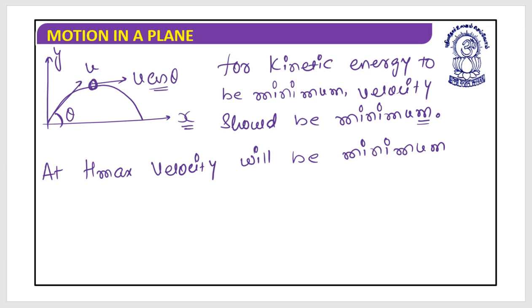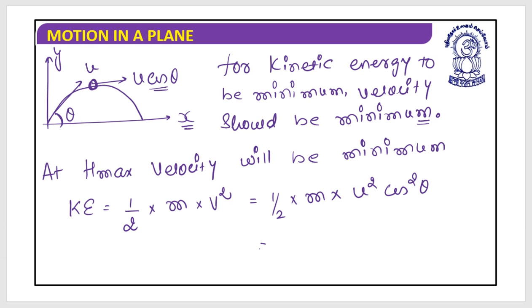So kinetic energy is equal to half into m into v square, that is 1 by 2 multiplied by m multiplied by v square, where v square is u square cos square theta. This is half into m into u square cos square theta. That's it. This is the minimum kinetic energy of a projectile in its journey.